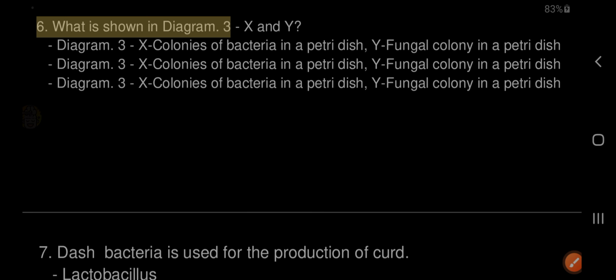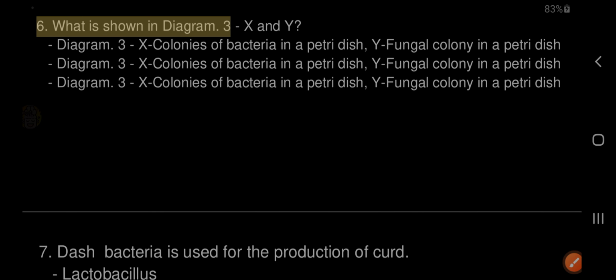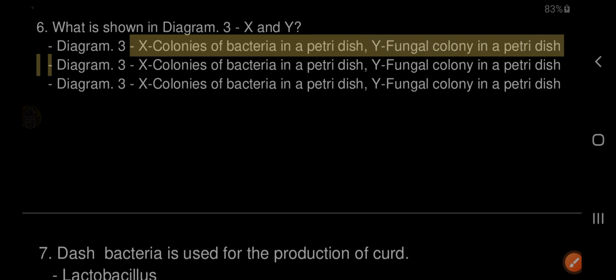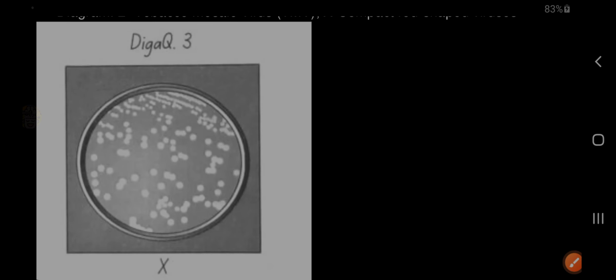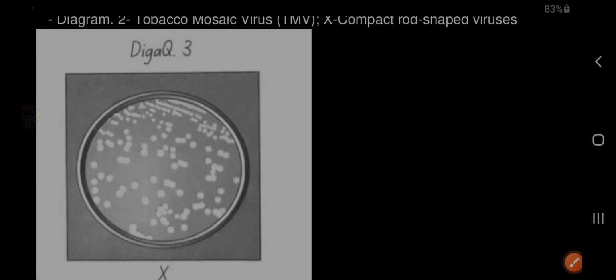6. What is shown in diagram? X and Y. X, colonies of bacteria in a petri dish. Y, fungal colony in a petri dish.